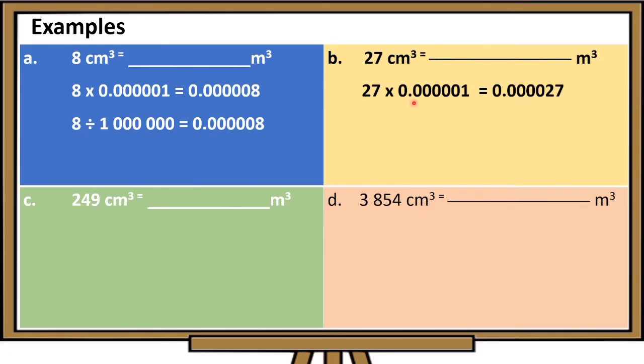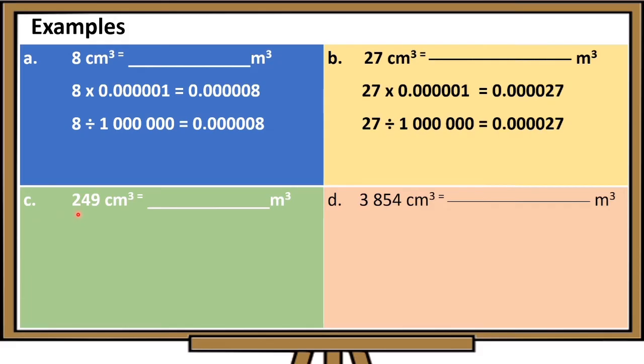So, kung bibilangin natin yung digits nito, ito ay merong 7 digits kasama tong 0 before the decimal point. 1, 2, 3, 4, 5, 6, 7. So, dapat yung sagot natin, 7 digits din. Let us count. 1, 2, 3, 4, 5, 6, 7. Okay? So, let us use the second formula. 27 divided by 1 million. Still, the answer is 27 millionth.